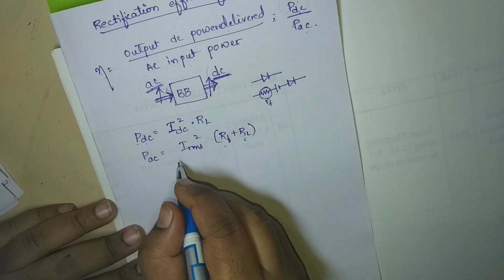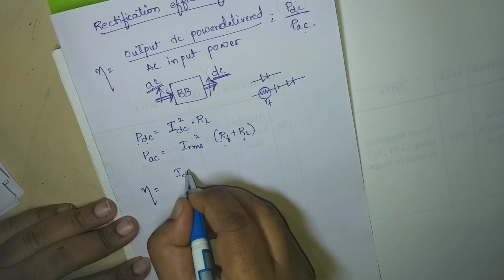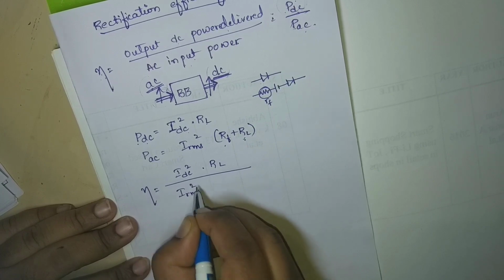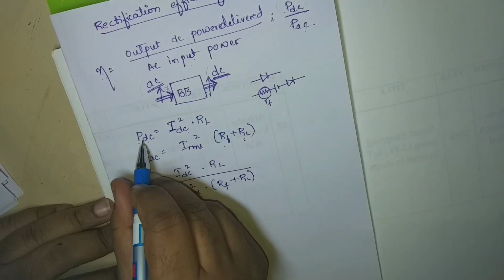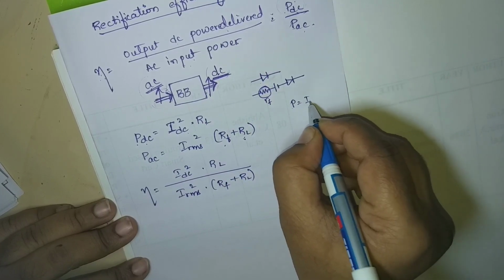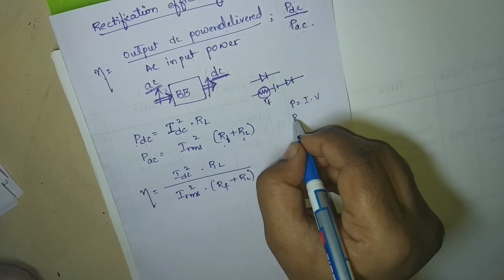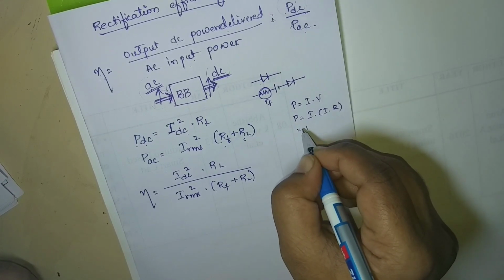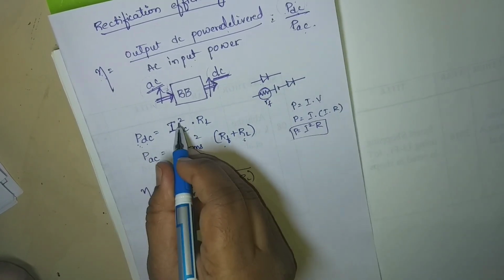Okay. So the next step is to substitute in terms of efficiency. Efficiency is equal to IDC square into RL divided by IRMS square into (RF plus RL). So how did I write P is equal to I square into R? Simple equation. We know that power is equal to current into voltage. Now we don't know the voltage because we have calculated everything in terms of currents. Therefore P is equal to I into V is equal to I into I R. That becomes P is equal to I square R.